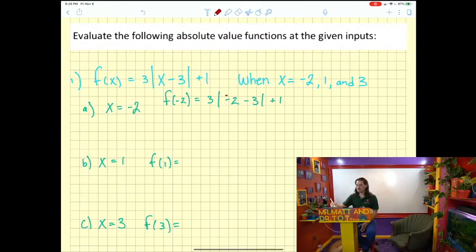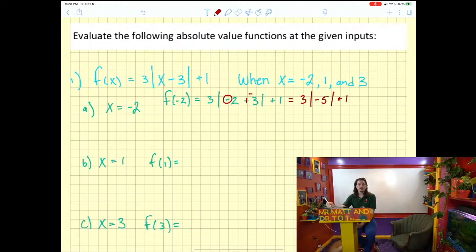Leave the first value alone, change the operation from subtraction to addition, change the sign of the number from positive to negative. -2 plus a -3 is a little bit easier to think about or wrap your mind around rather than -2 minus a +3. So sometimes it helps. So that will simplify into 3 times the absolute value of -2 plus a -3, which is going to be a -5, quantity plus 1.